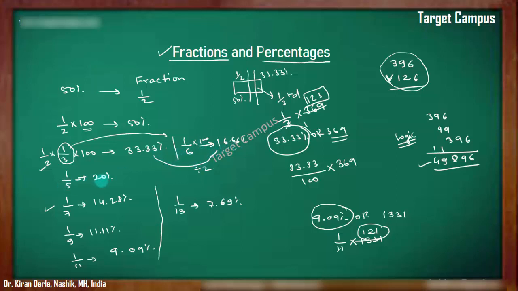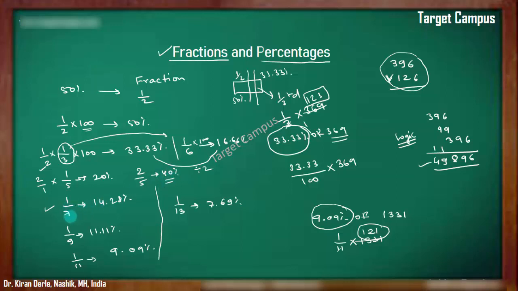What is 1 by 5? It is 20%. What will be 2 by 5? Now, in this case, we are multiplying this fraction with 2 by 1. So, this percentage will also get multiplied by 2 by 1. So, this becomes 40%.